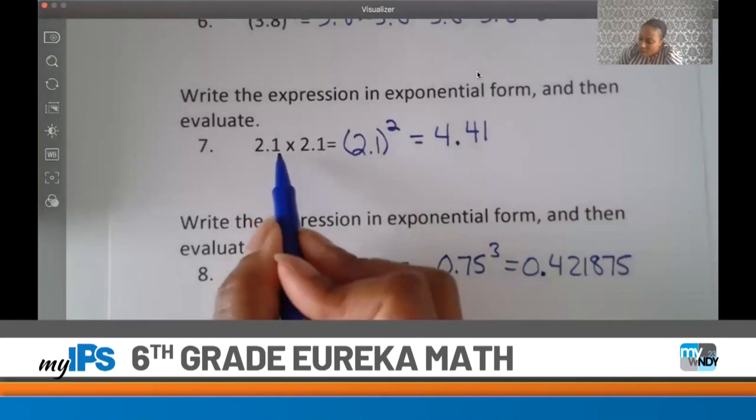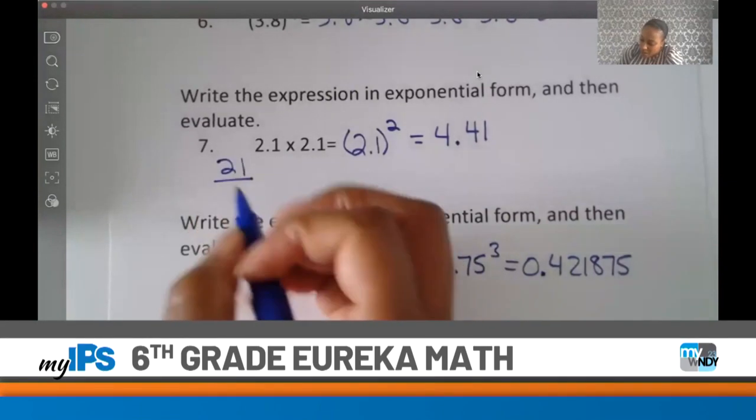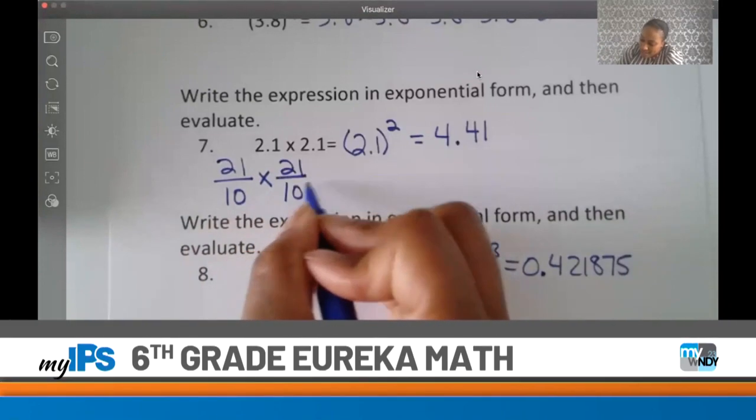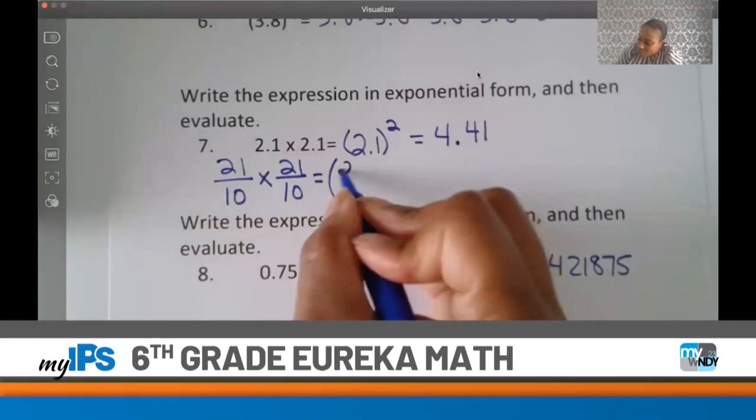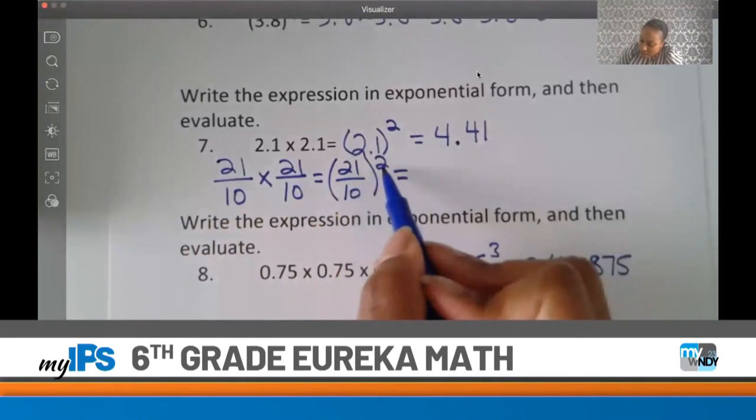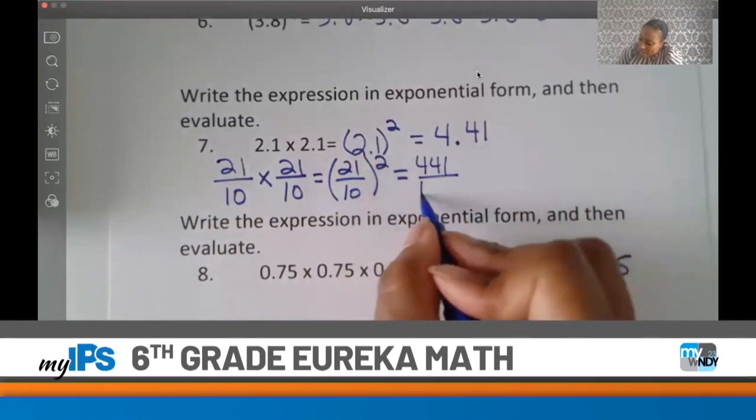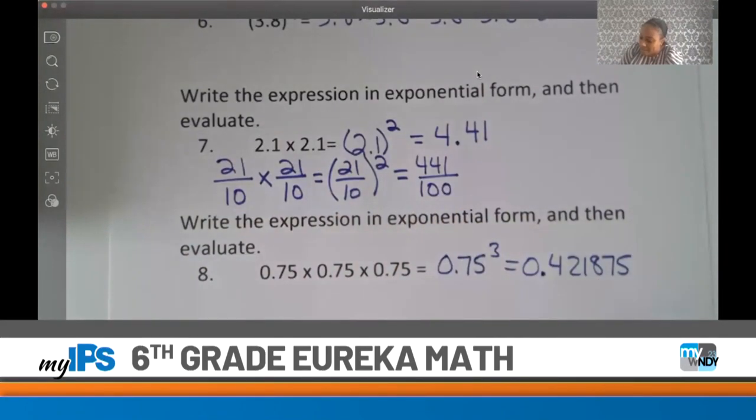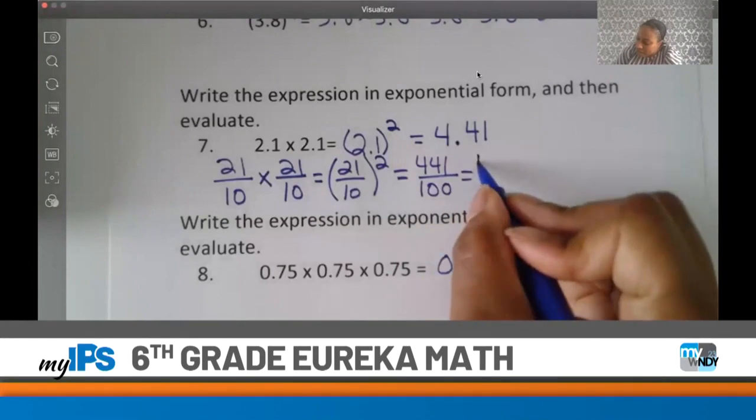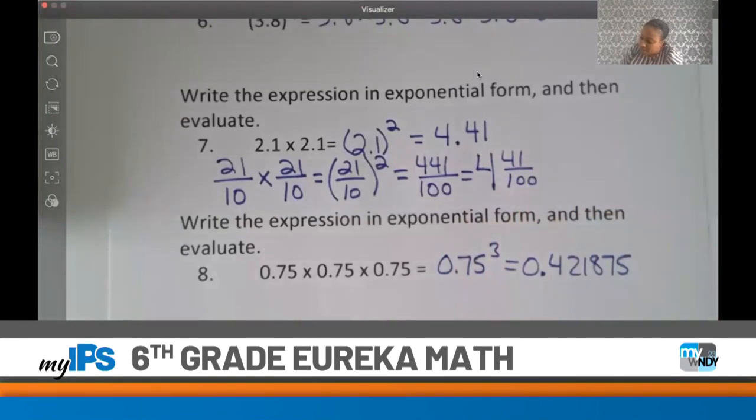2 1/10 can also be written as a fraction, 21/10 times 21/10. 21/10 to the 2nd power. 21 squared is 441. 10 to the 2nd power is 100, 10 times 10. This is a fraction greater than 1, so I can write it as a mixed number as 4 41/100.